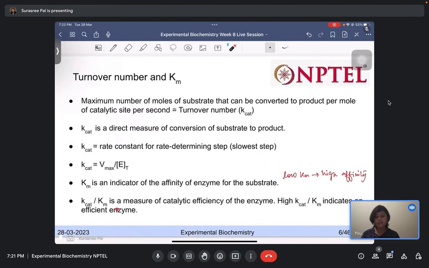And we also discussed the turnover number, the kcat, and the Km. We discussed that kcat by Km is an indicator of the catalytic efficiency of the enzyme. A high kcat by Km value indicates a much more efficient enzyme.